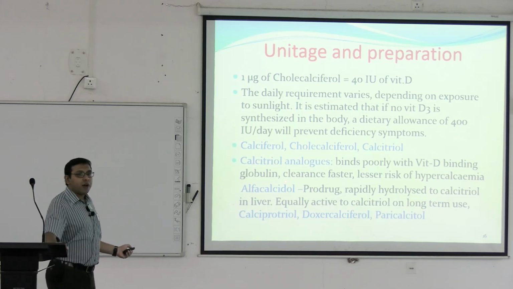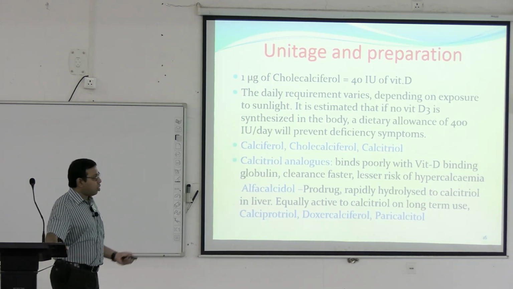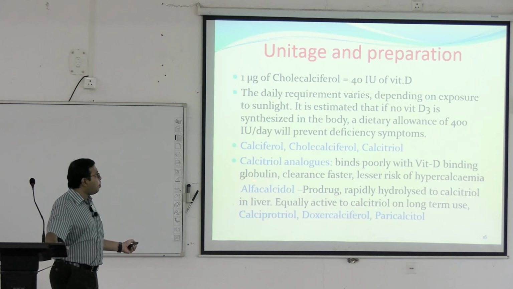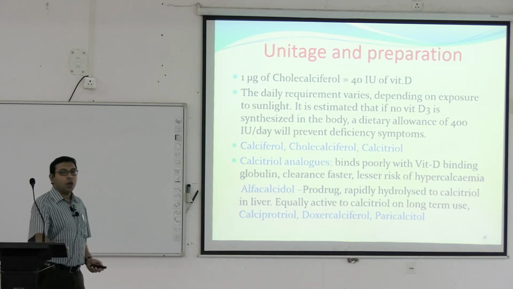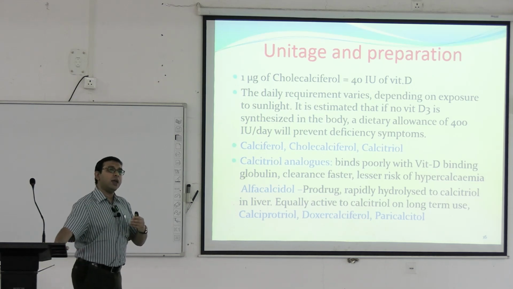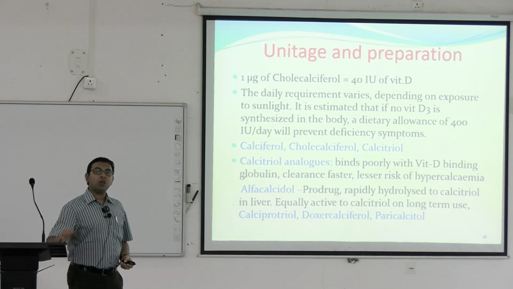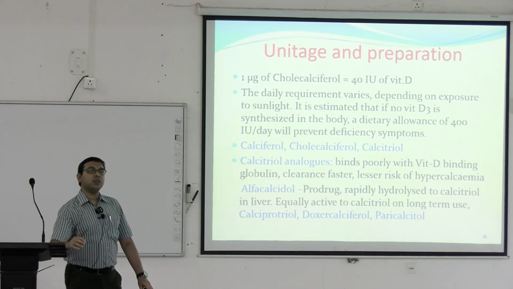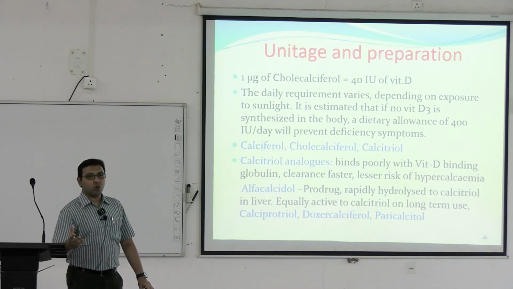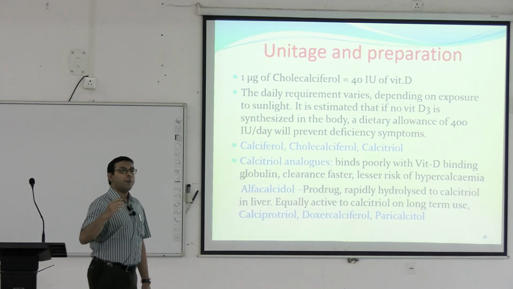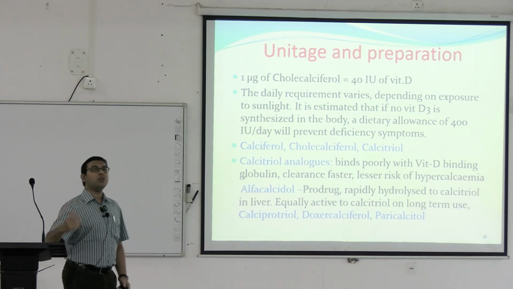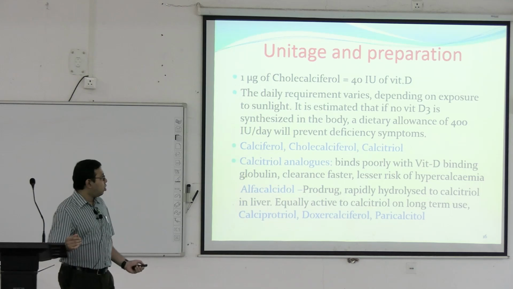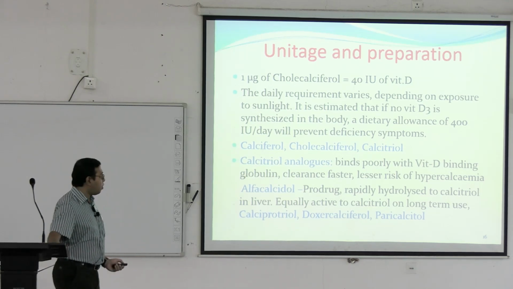Apart from this, there are different types of calcitriol analogs that bind poorly with vitamin D binding globulin, so clearance is faster and there is lesser risk of hypercalcemia. When we give outside vitamin D, it causes more absorption of calcium, and of course any drug is a two-edged sword. When vitamin D becomes more, there may always be chances of hypercalcemia, so it should also be taken care of.